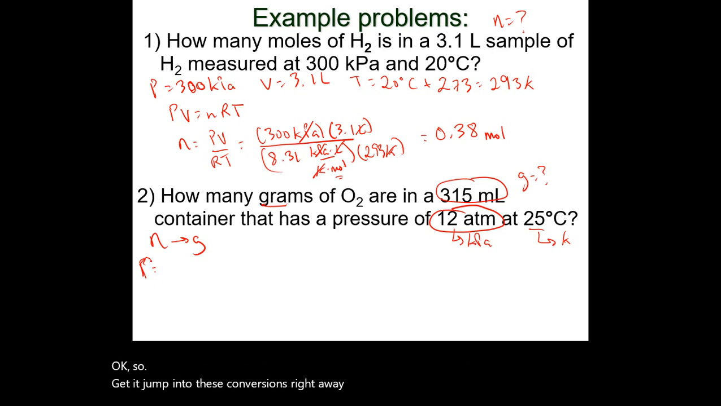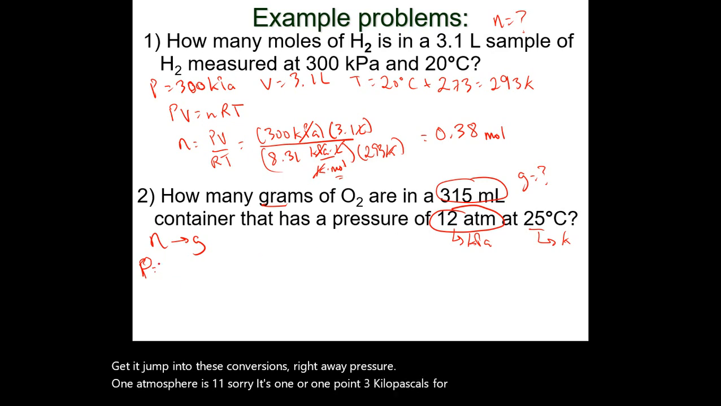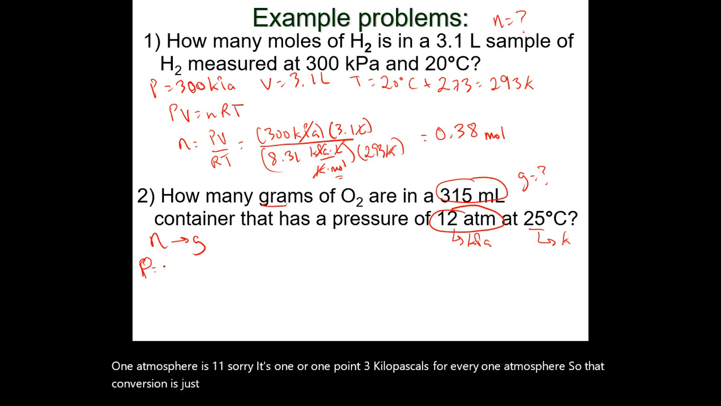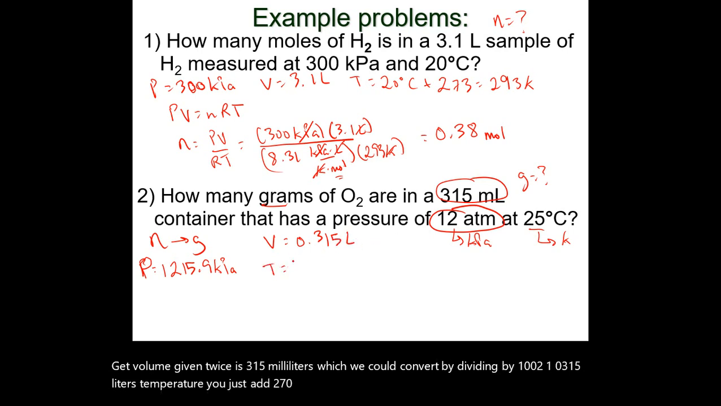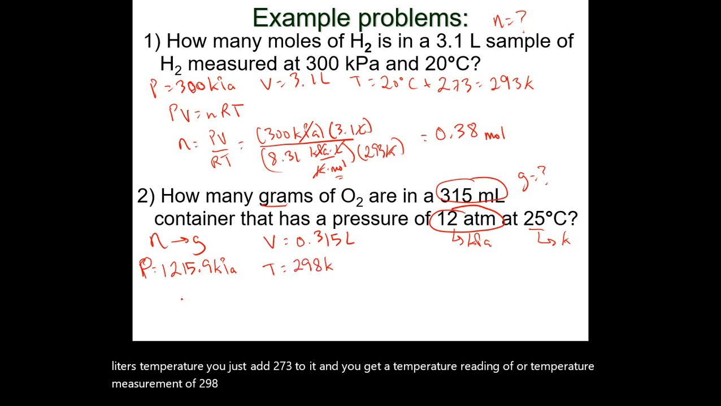Pressure, 1 atmosphere, it's 101.3 kilopascals for every 1 atmosphere, so that conversion is just multiply this by 101.3, and we get pressure at 1,215.9 kilopascals. Volume given to us is 315 milliliters, which we can convert by dividing by 1,000 to 0.315 liters. Temperature, you just add 273 to it, and you get a temperature measurement of 298 Kelvin. Good. Now do what we did before.